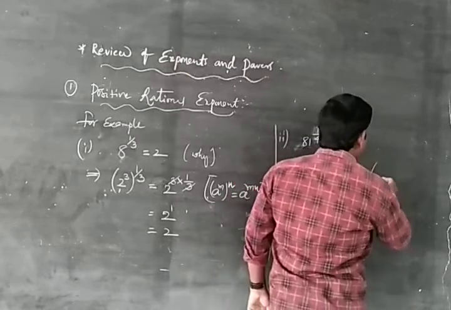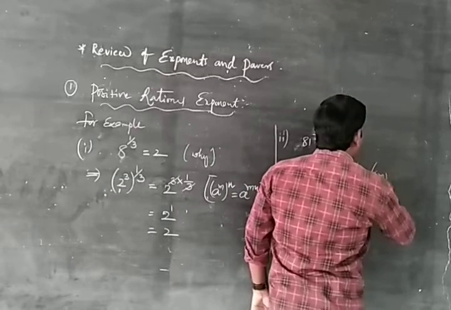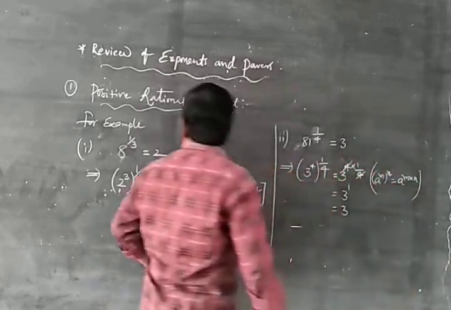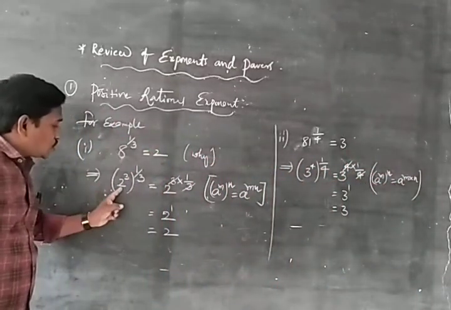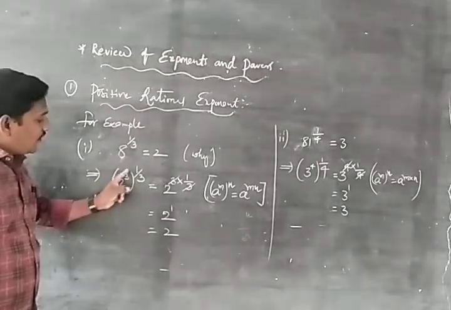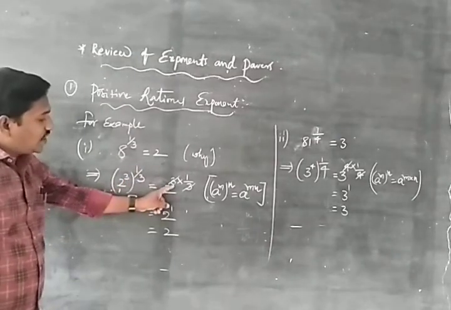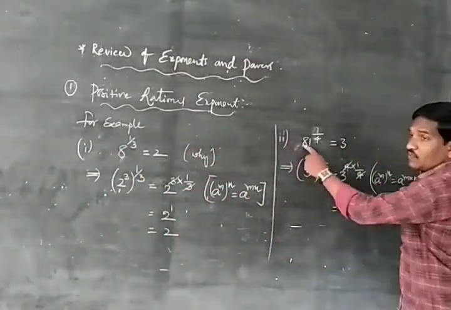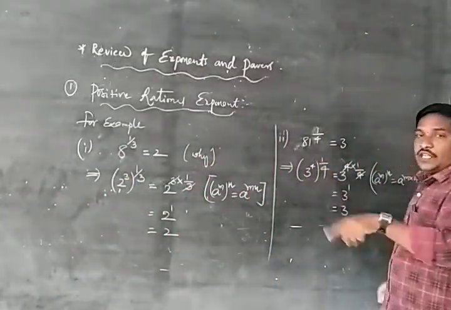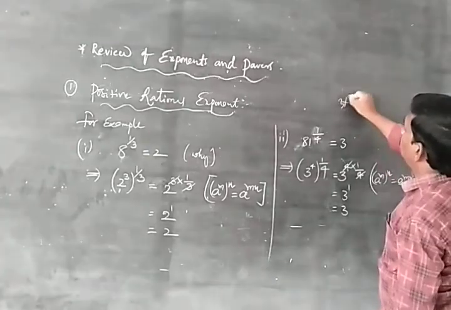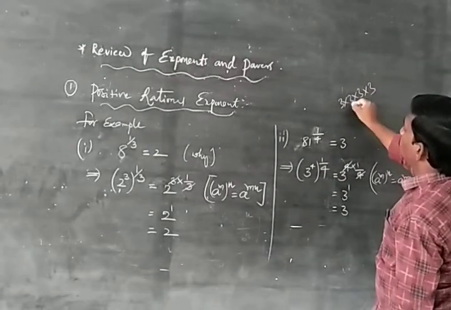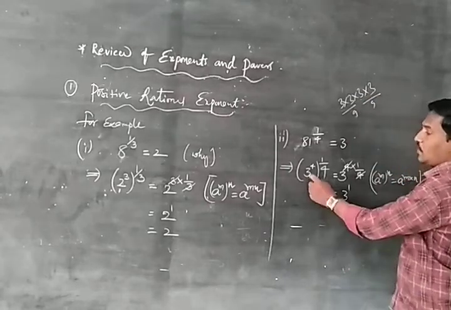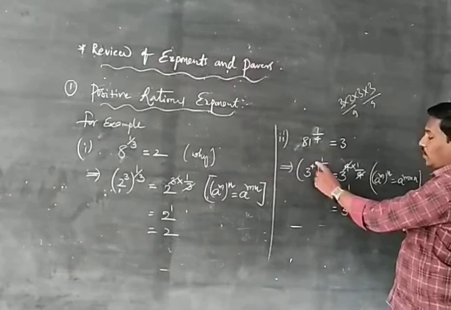Which formula do we have to use? (a power m) whole power n is a power mn. Understand? Same. Here 8 is written as 2 cube, so 2 power 3 into 1 by 3, and the 3s cancel. Again, remember, here also 81 is written as 3 power 4. 3 threes are 9, and 9 nines are 81. So that's why 81 is written as 3 power 4.